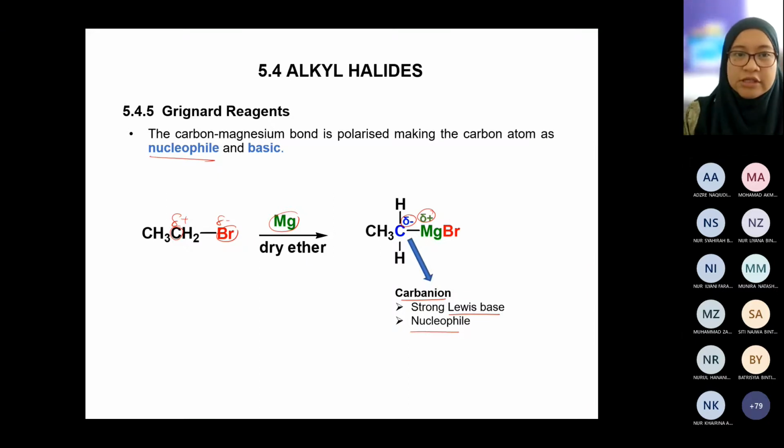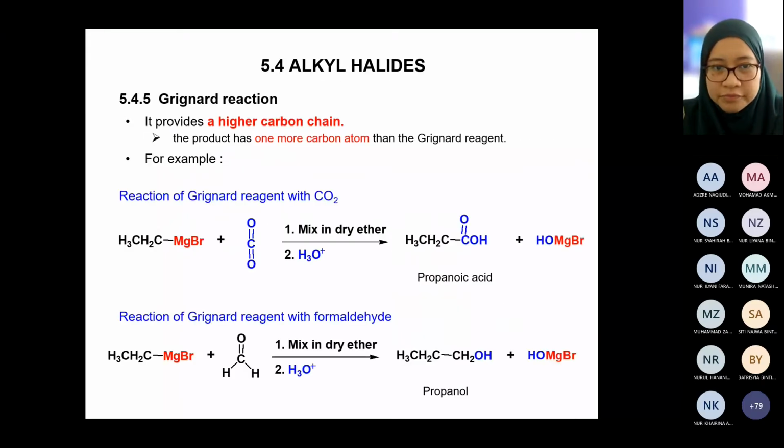So we will be using this one in aldehyde and ketone reaction. Okay, so ni later lah. Ni just nak tunjuk preparation of Grignard reagent because we are still on the topic of alkyl halide. Alkyl halide can be used to prepare this reagent. Okay, so like I said just now, it provides a higher carbon chain: the product has one more carbon atom than the Grignard reagent.